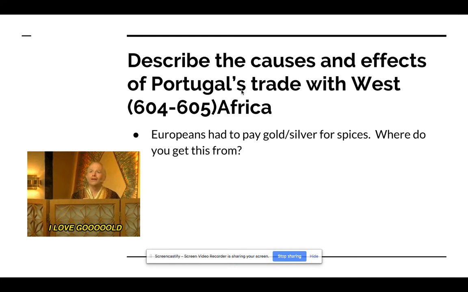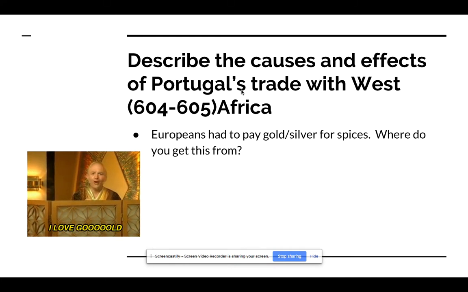All right, so continuing with the objective, describe the causes and effects of Portugal's trade with West Africa. One thing you also want to understand is that Europeans had to pay gold and silver for the spices. That's typically what the Muslim territories wanted, and that's typically what the Spice Islands wanted in return.